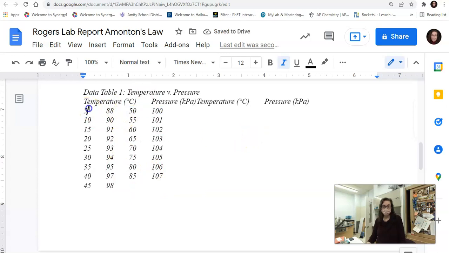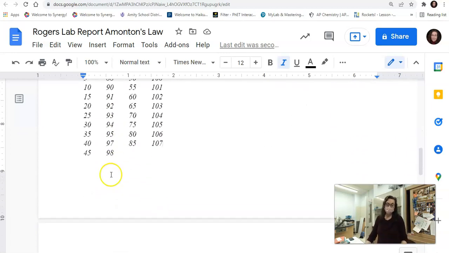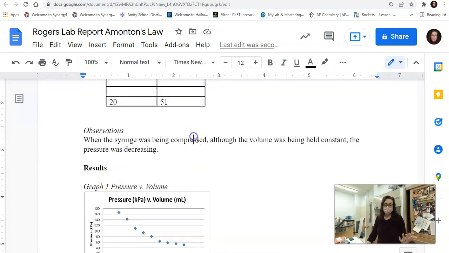So I've got temperature from 5 to 85 Celsius, and then pressure from 88 to 107. So once you have your data table looking better, maybe you made some brief observations, like did the top pop off when you reached a certain temperature, or did it not? Many of you also discovered that the temperature could not go over 100, right?